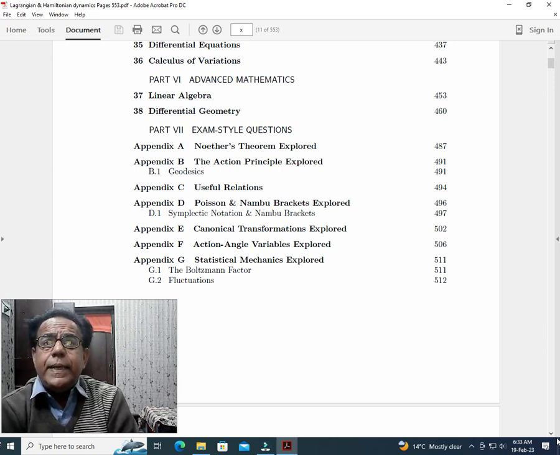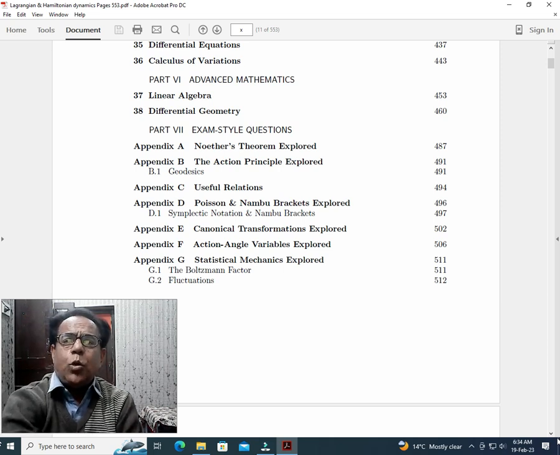Chapter number 38 is under the title differential geometry. Now we come towards part 7 of this book, which is titled exam style questions. Here appendices are given, appendix A, B, C, D, E, F, G.